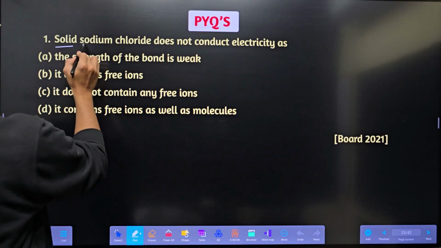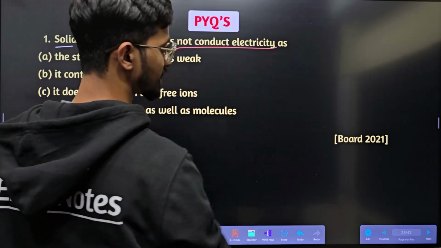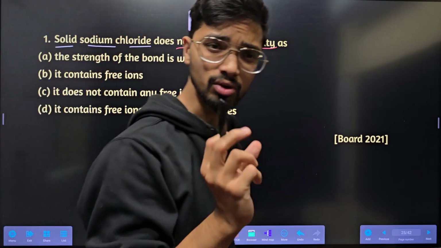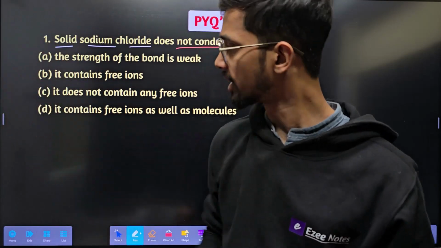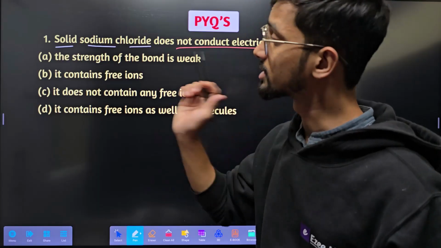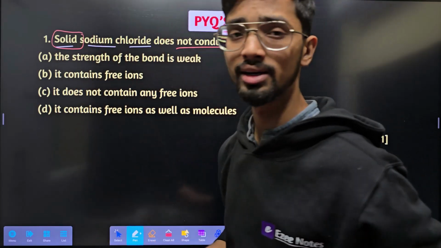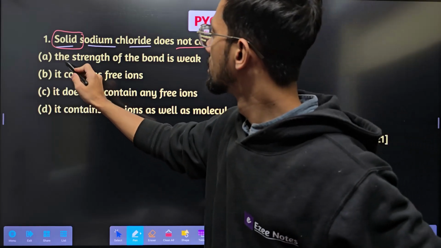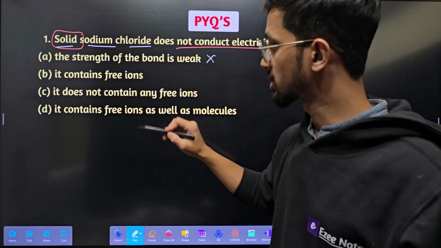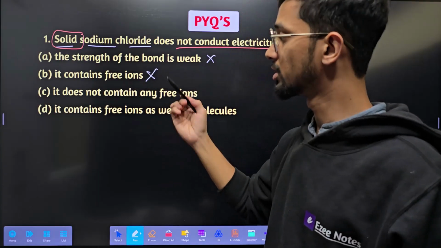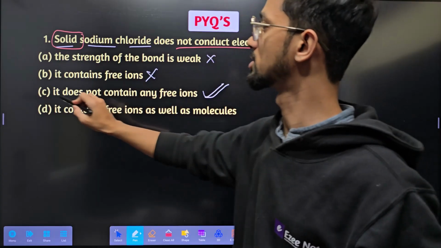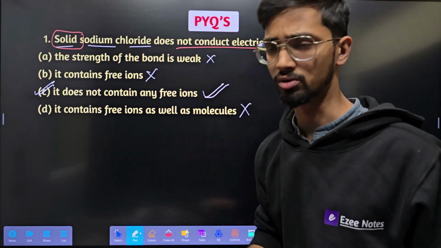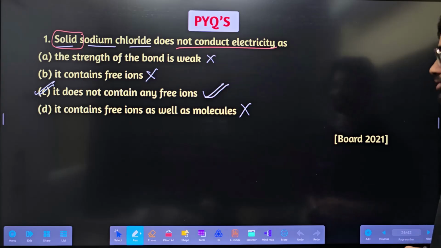The first one: solid sodium chloride does not conduct electricity. Why does it not conduct electricity? Solid sodium chloride is an ionic compound, right? Because it is a solid and does not have free electrons, free ions, right? The strength of bond is weak? No, it is the strongest bond. It contains free ions? No, it does not contain any free ions. Option C is the right answer. It contains free ions as well as molecules? No, there are no molecules in the ionic compound.